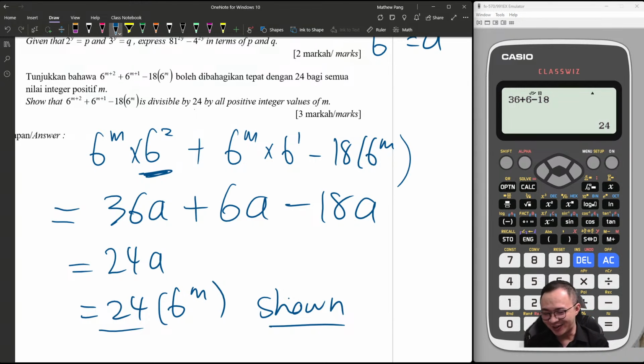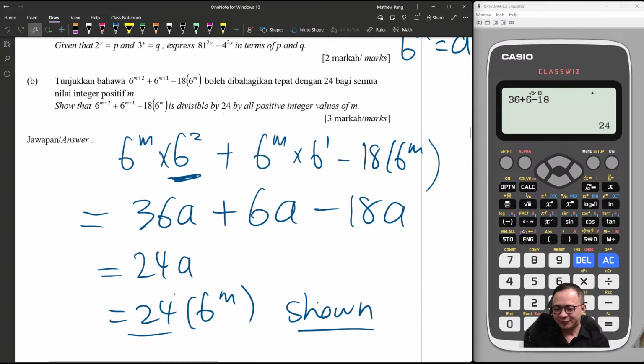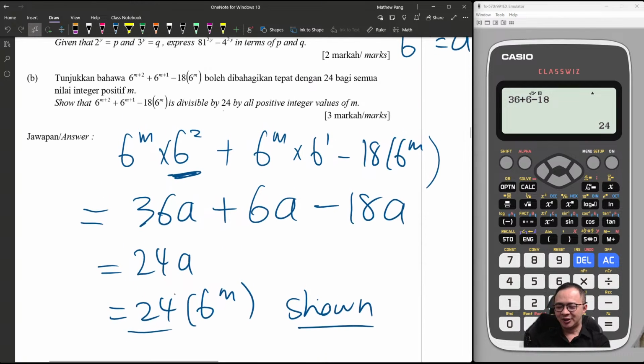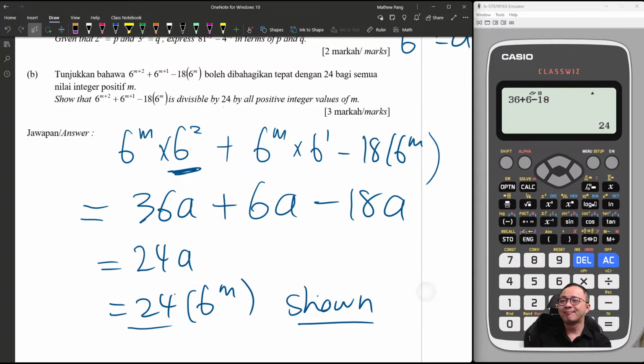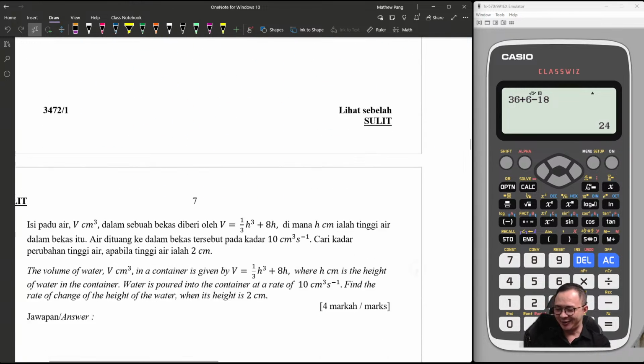Divisible in Malay is called what? Boleh dibahagikan tepat. Yeah, I'm learning Malay, right? So yeah. So I hope you guys can understand. Cool. No problem. Skip. Next one.